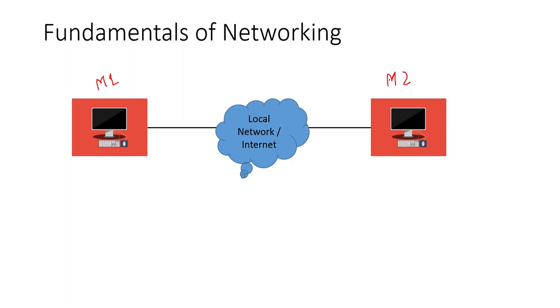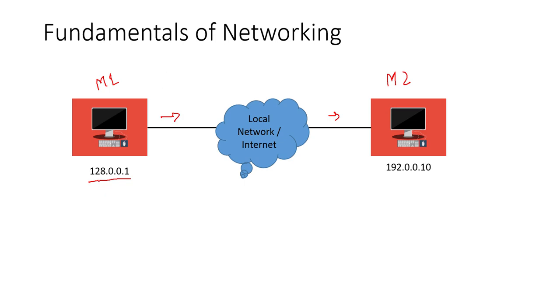Now, if machine 1 wants to send some data to machine 2, then what is the important point here? The important point is the address. Machine 1 and machine 2 need an address, and this address is represented by an IP address. So this is an IP address. An IP address is a number which is divided by dot, and these are 4 numbers.